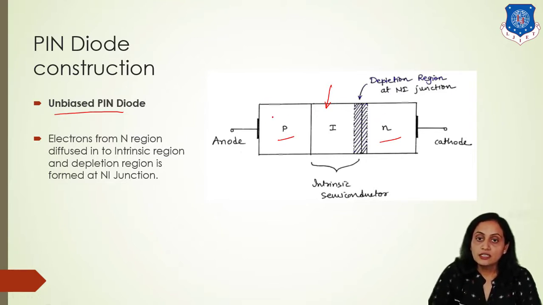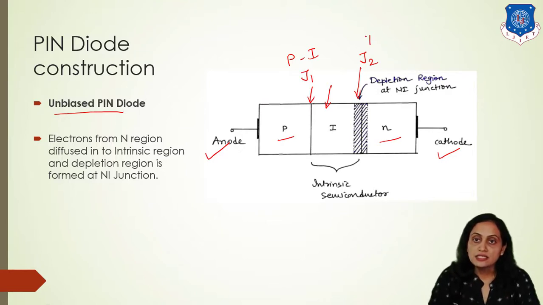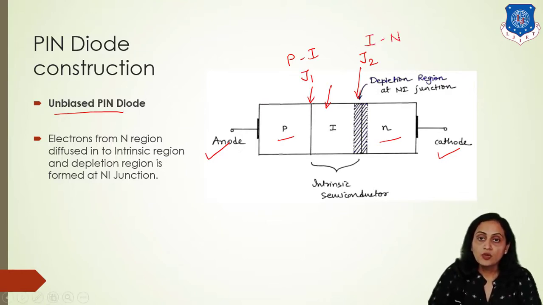Now the terminal on the p side is denoted with the anode and the terminal on the n side is denoted with the cathode. Now you can see here two junctions are created. This is junction 1, between the p-type material and intrinsic material, and this is another junction that we denote with junction 2, between the intrinsic material and n-type material. Now we have not applied any external DC source to the terminal of this diode. Then what will happen inside this diode, that we are going to see.